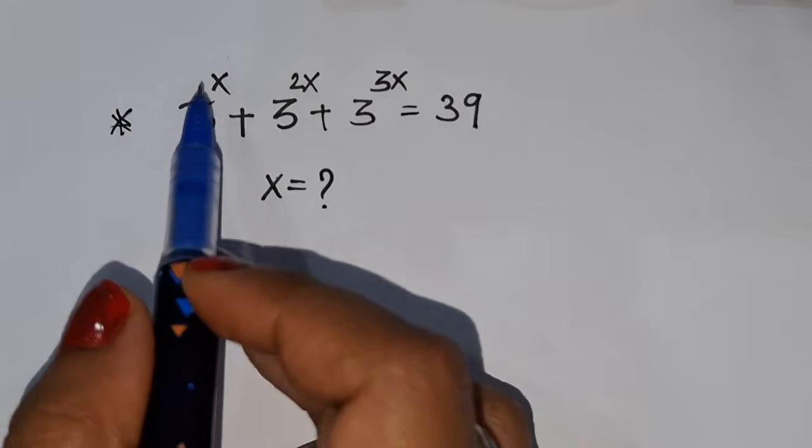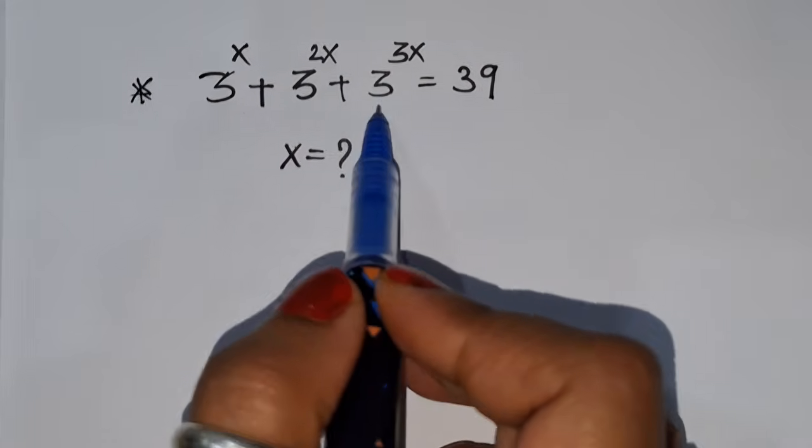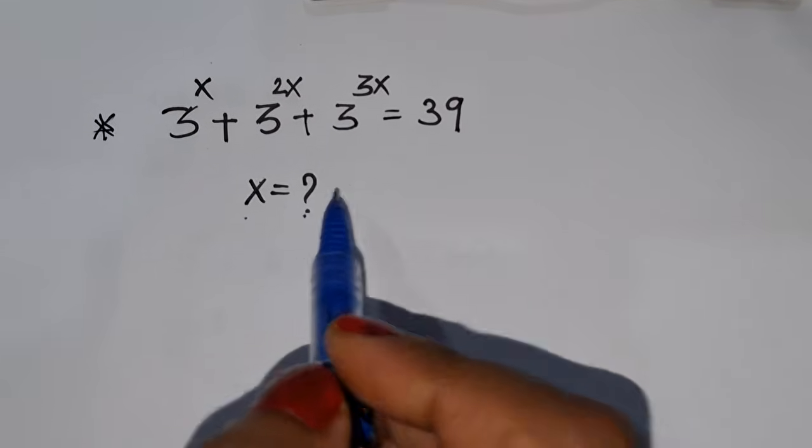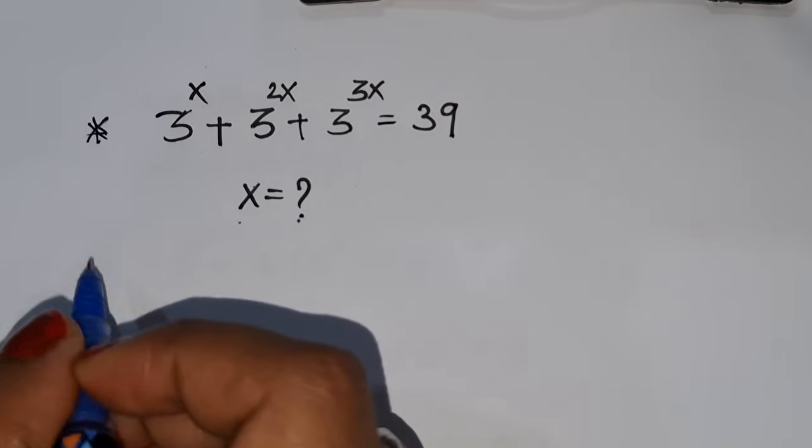Question is given: 3^x + 3^(2x) + 3^(3x) = 39. Here we have to find out the value of x. How can we find the value of x? Let's see the solution.